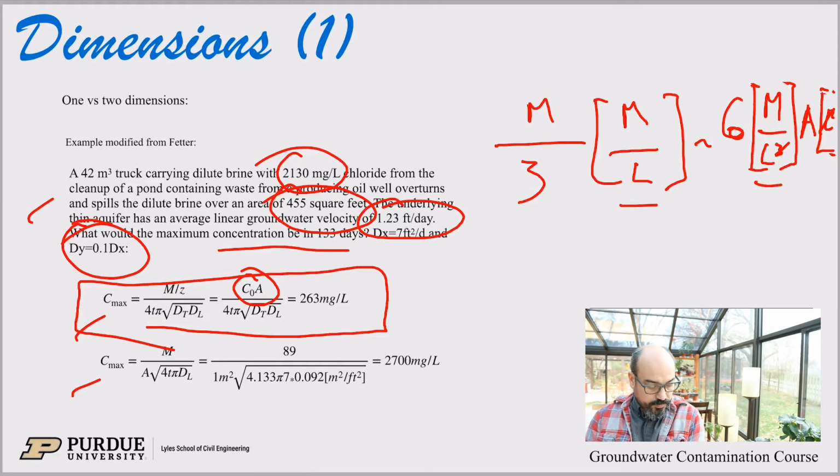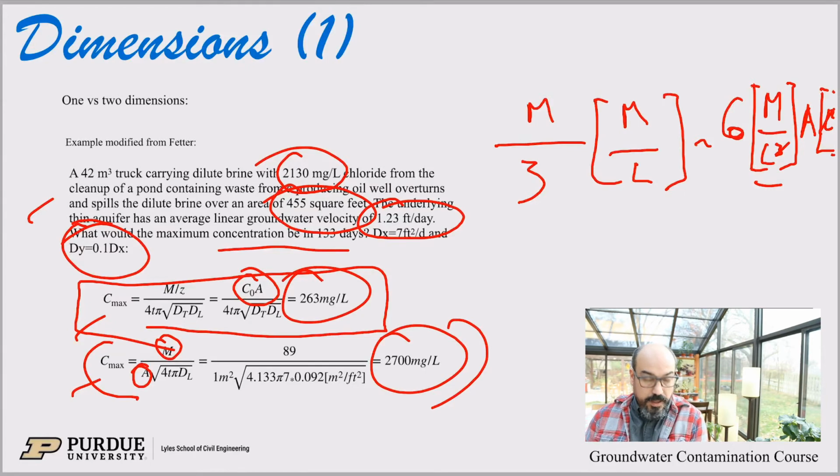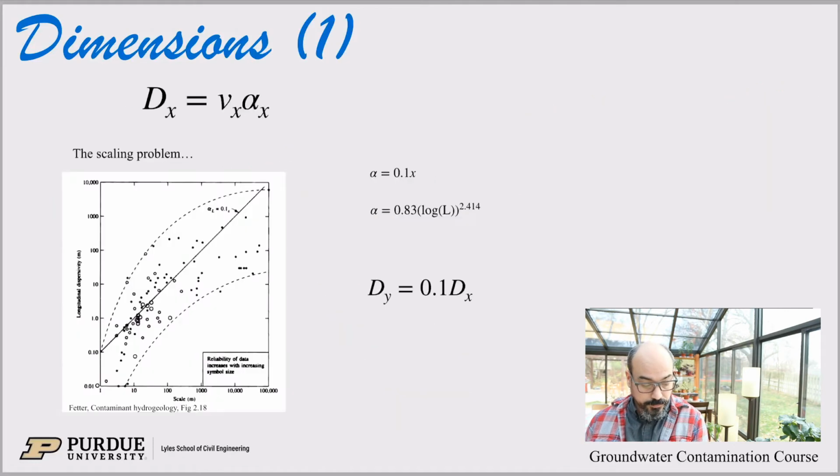Okay, so if we look at the equivalent 1D version, so if we use mass divided by area times the square root of 4 pi Dt, crunch all the numbers, you can see that the maximum concentration is about 10 times more for the 1D model than it is for the 2D model.